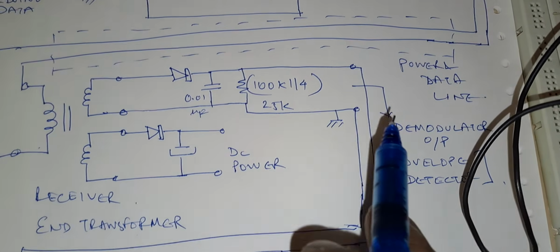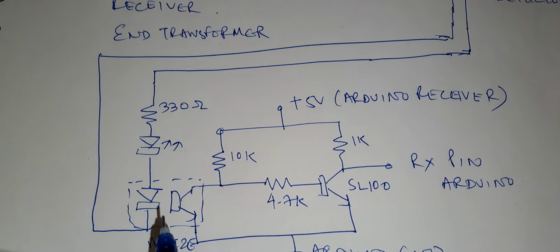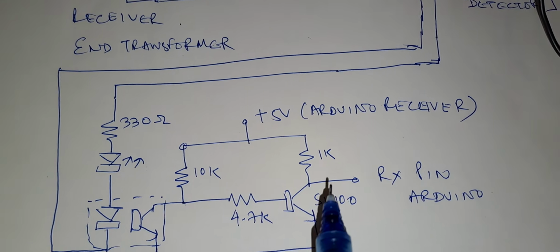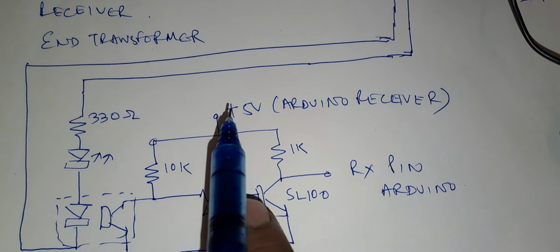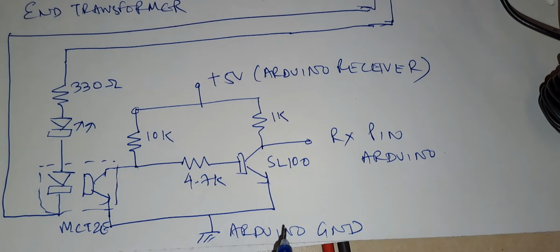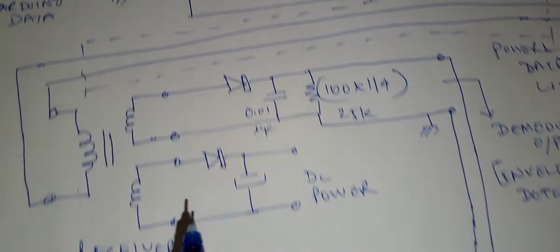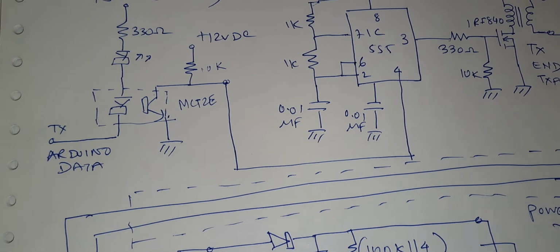The output of this demodulator is fed to this another optical isolator. This is the second optical isolator, and finally after an inverter, the data is fed to the Arduino Uno. This 5 volts DC is the Arduino receiver voltage, and this ground is the Arduino ground voltage. So like this you can see the receiver is isolated and the transmitter is also isolated from the modulation units.